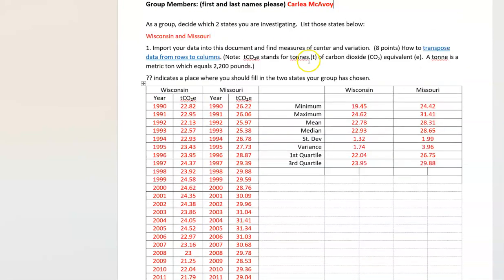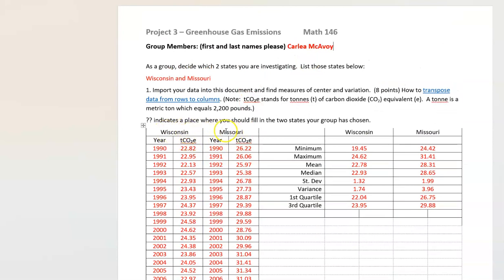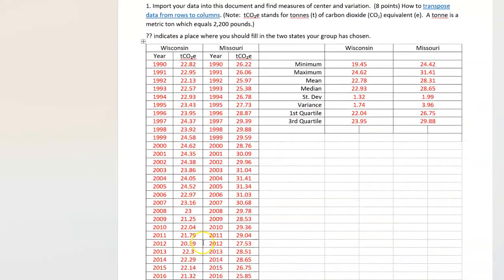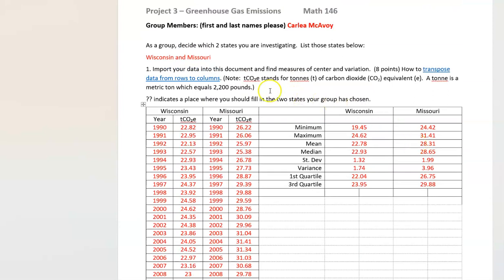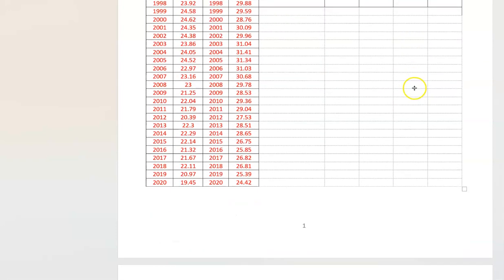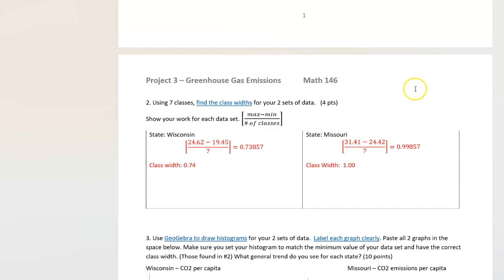So first of all, choose your two states. Make sure you put those two states at the top so I know which state I'm looking at. List your data, find your measures of center. That's number one. You will notice in your problem it will say lead student and then checked by and checked by, which means there should be one person who takes the lead on this. They would put their first name there, and then there'd be two other people that would check that and make sure that everybody has looked at it. This is not a case where one person does it and nobody else looks.